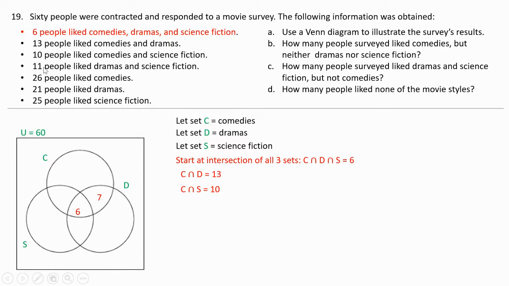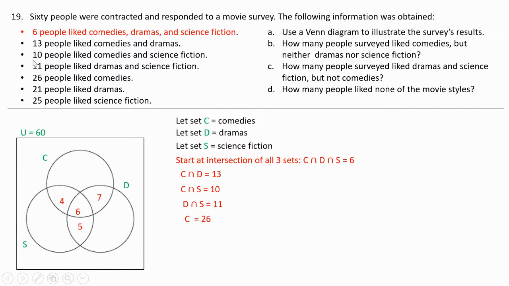It says here 10 people like comedies and science fiction. So we've got comedies and science fiction, so it's going to be this area here. That's 6 already. To be 10, that's going to be 4. Then we're going to go for dramas intersect science fiction. So that is going to be this portion here. That's already 6. This has to be 5 because 6 plus 5 will give me 11.